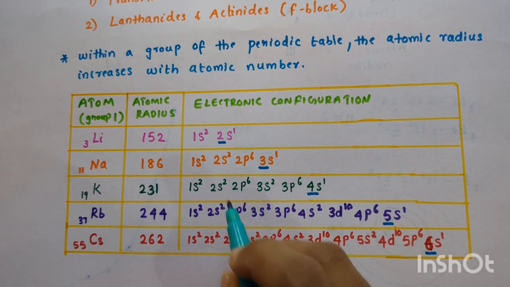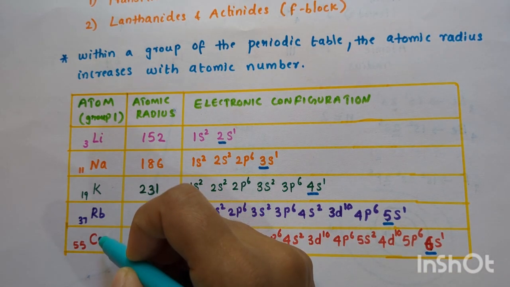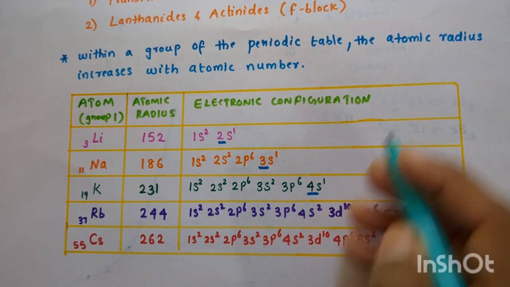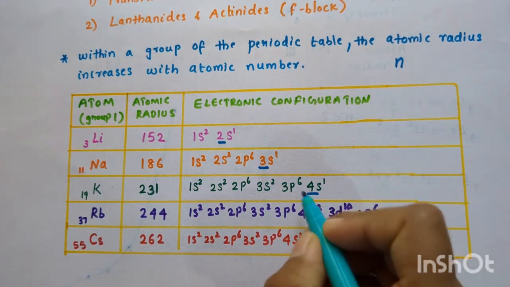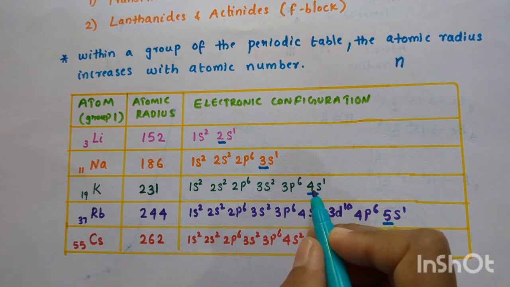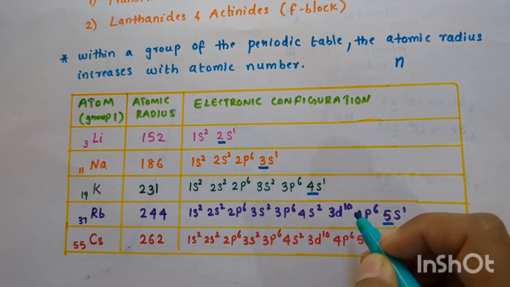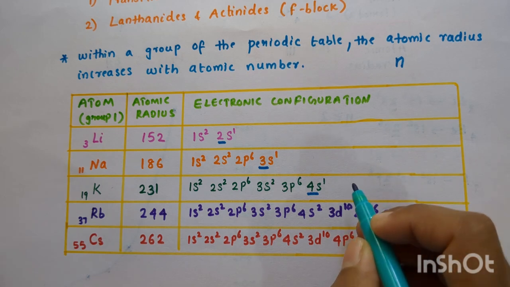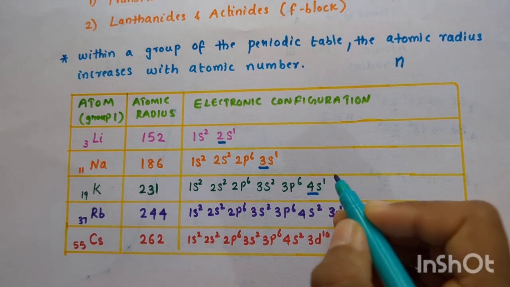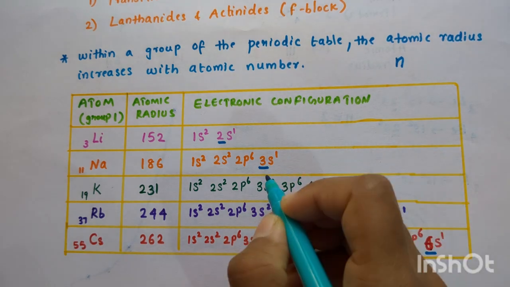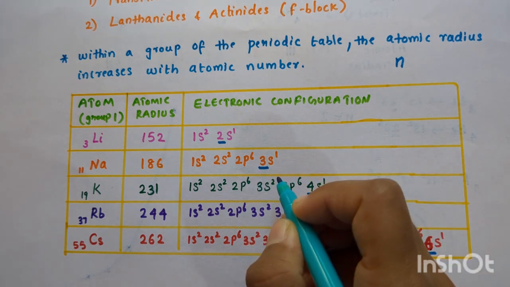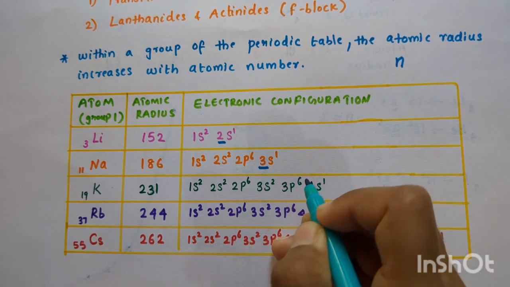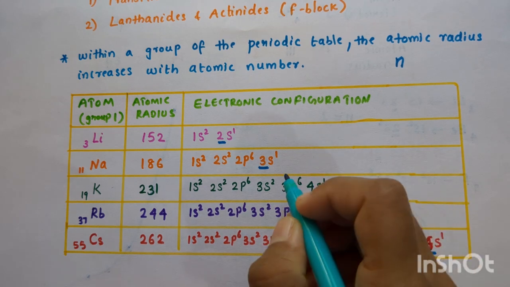That is, as we move down the group in the periodic table, the principal quantum number n increases. See, 2, 3, 4, 5, 6, principal quantum number n increases, and the distance between nucleus and the outermost electrons increases. Inner electrons shield outer electrons from the nuclear attraction, which reduces the effective nuclear charge, and hence the atomic size or radius increases.